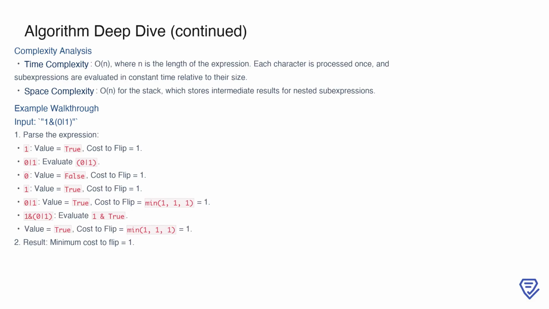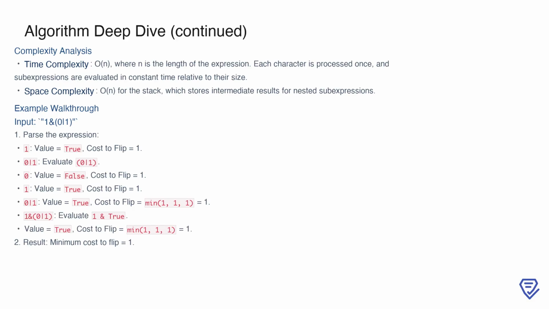Sub-expressions are evaluated in constant time relative to their size, thanks to the stack. The space complexity is also O(n), as the stack stores intermediate results for nested sub-expressions. To see the algorithm in action, consider the example expression 1 and 0, 1.